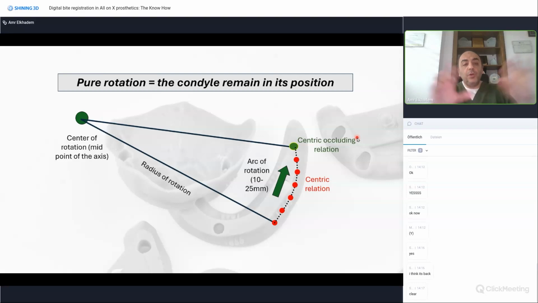So the word centric means a condylar position between maxilla and the mandible, irrespective of the third dimension, which is the tooth contact. But when we add the vertical dimension of the patient, it becomes a three-dimensional relationship, which we call the centric occluding relation. I know this is very basic, this is undergraduate, but this is important to understand what I need to do later on.